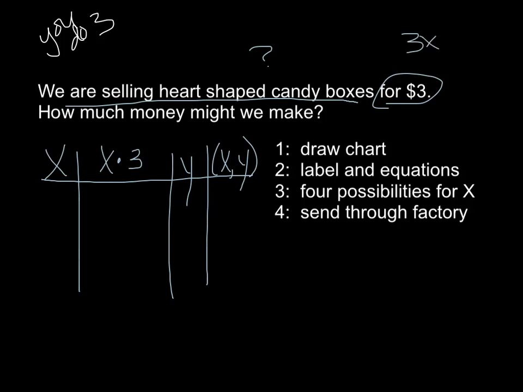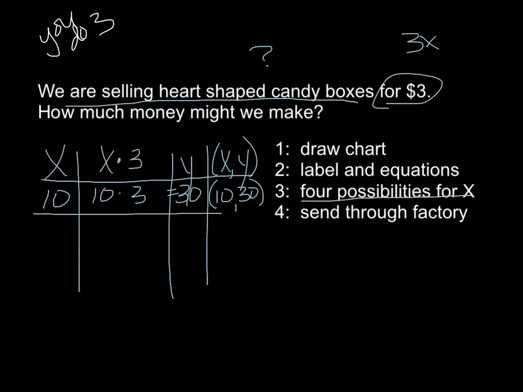How much money might I make? 4 possibilities for x. I'm selling boxes of candy, so I want them big. So I'm going to do 10. 10 times 3 is 30, so if I sell 10 boxes, I'll make $30. When x is 10, y is 30. That's one possibility. Maybe I sell more than that. Let's make it 20. 20 times 3, 2 times 3 is 6 with the 0 at the end. 60. If I sell 20 boxes, I'll make $60.